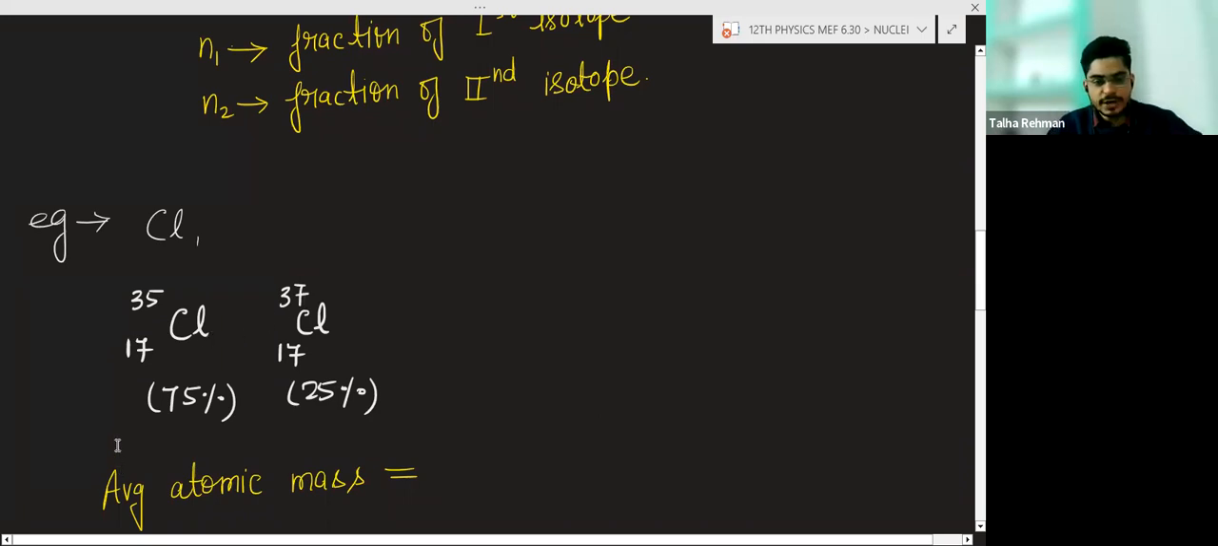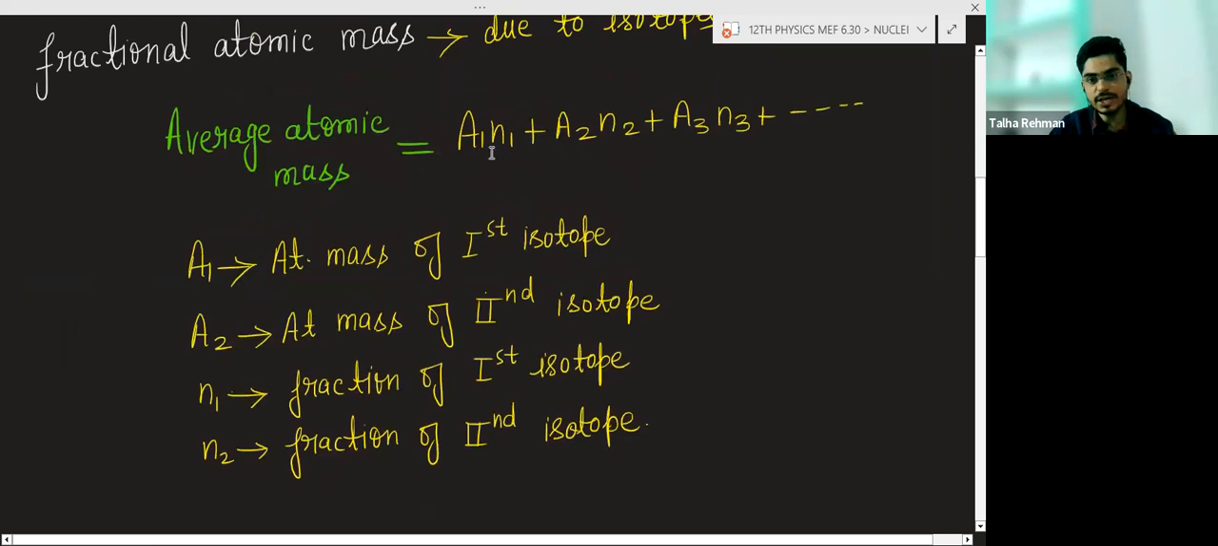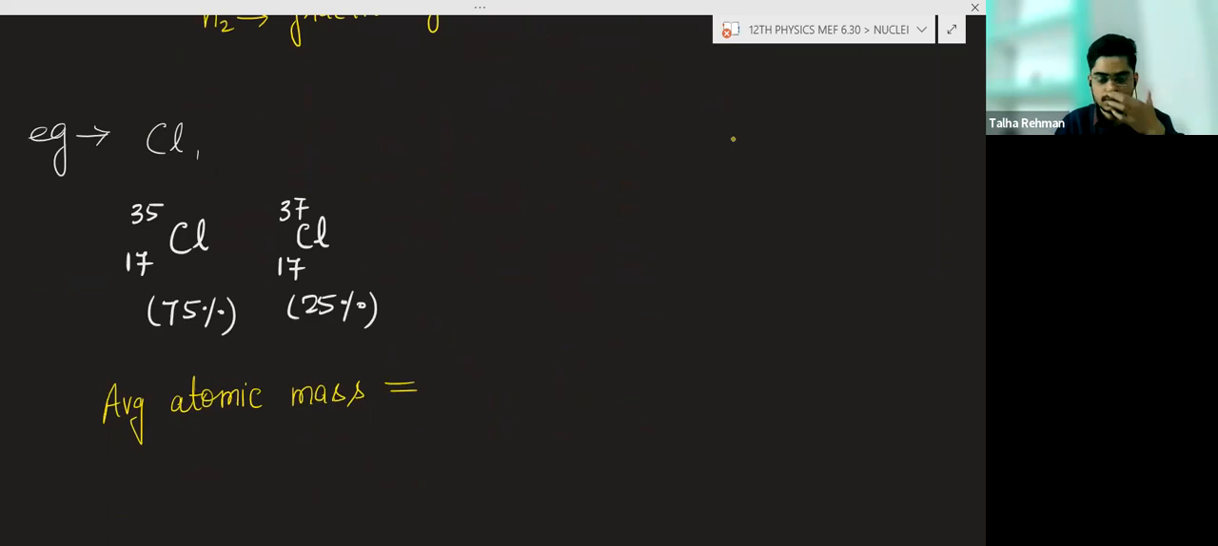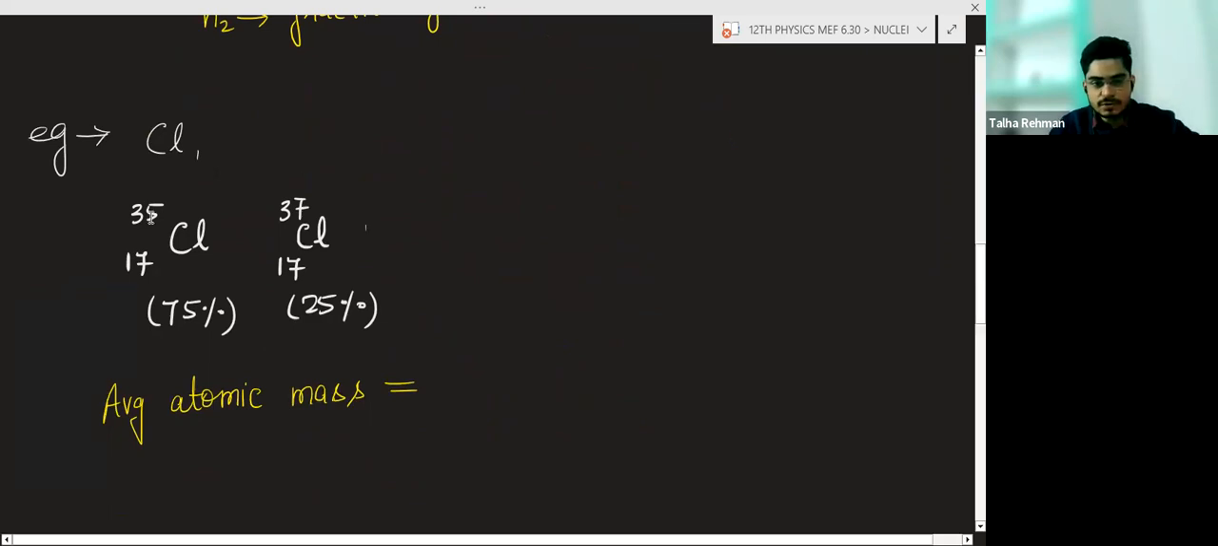So what was the formula if you want to find the average mass of the chlorine? Now you can see one atom of chlorine has a mass of 35, one atom of chlorine has a mass of 37. So which mass will you take? You have to take the average mass now. For calculating that average mass, we will use this formula: A1N1 plus A2N2 plus A3N3. And what is A1? A1 is the atomic mass; first you can take this or you can take this.